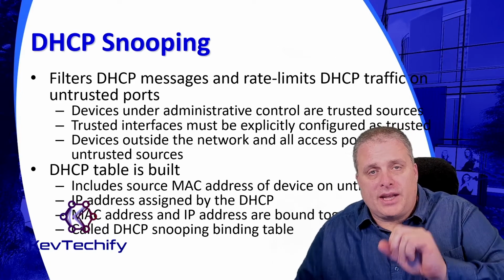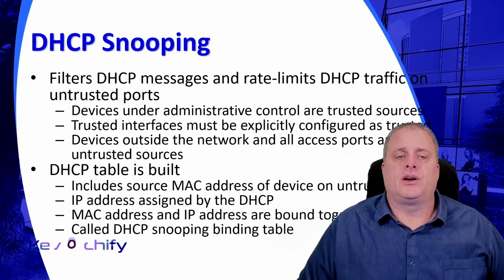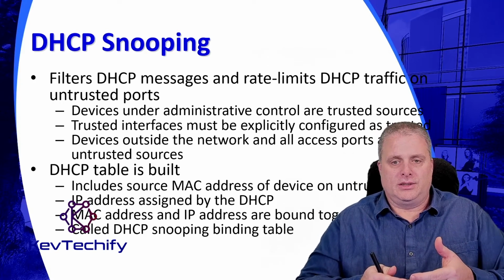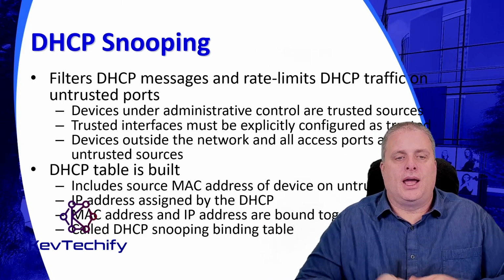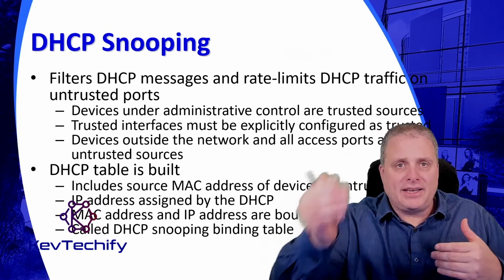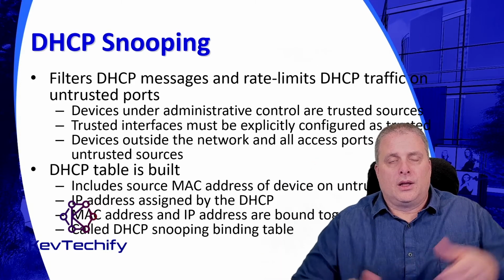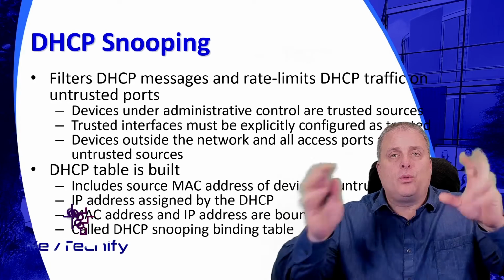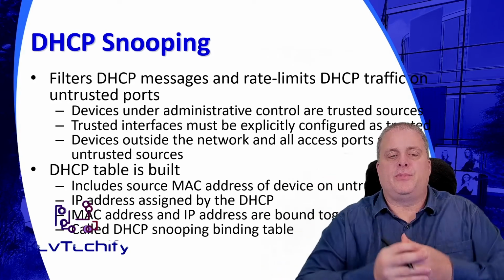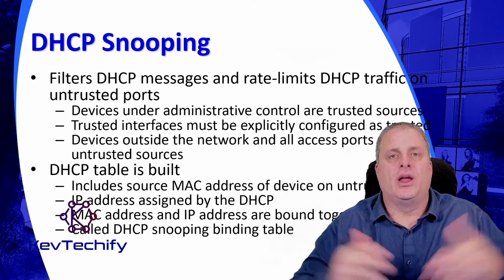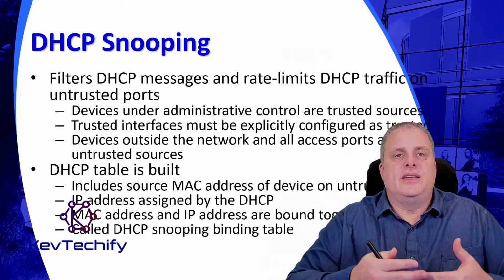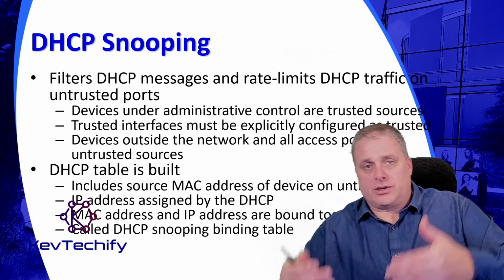Your DHCP table is built on that DHCP server. It includes the MAC address that did the requesting on that untrusted port, and then the IP address that's assigned to it. Those two are bound together. We call this a DHCP snooping binding table, and it binds those together. And so we can keep track of the information of the MAC address and the IP address and what ports they're on.